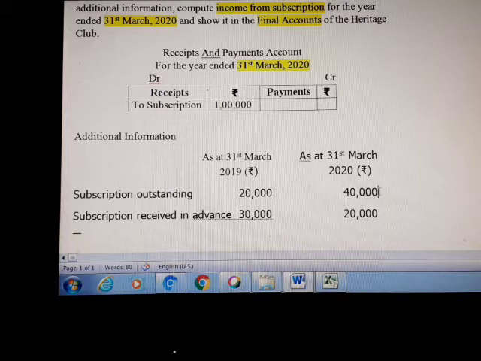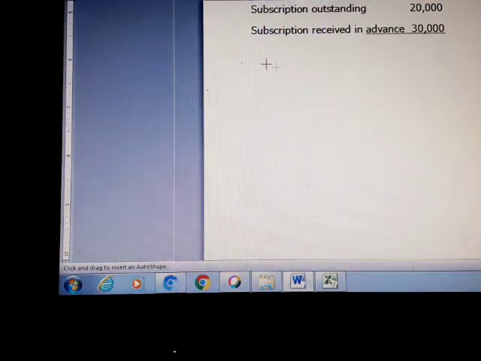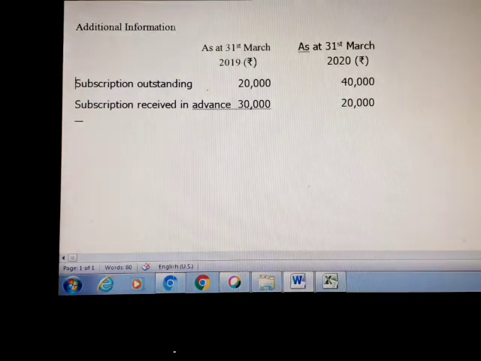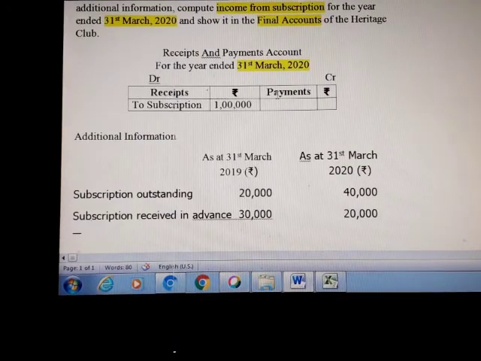And here, they have given you subscription outstanding at the end of the year 2020, rupees 40,000, which means this 20,000 is also included in that 40,000. Able to understand? There could be a connectivity of this 20,000 also. So we have to take proper care in completing the question. Make sure which one you need to add and which one you need to subtract.